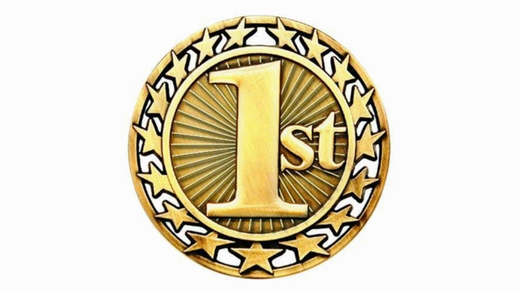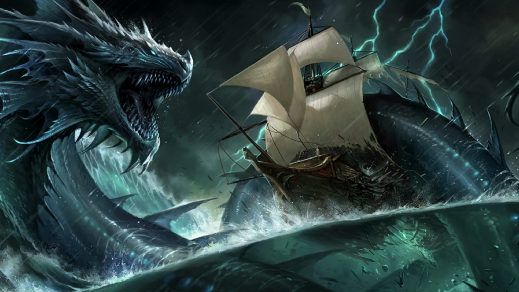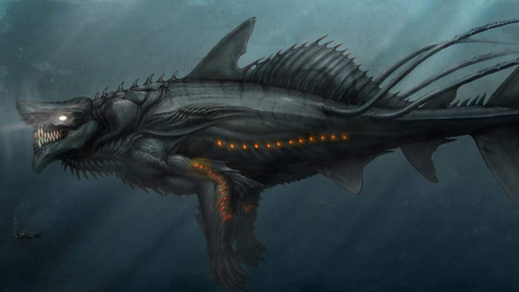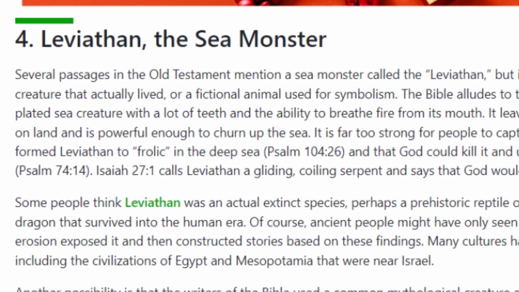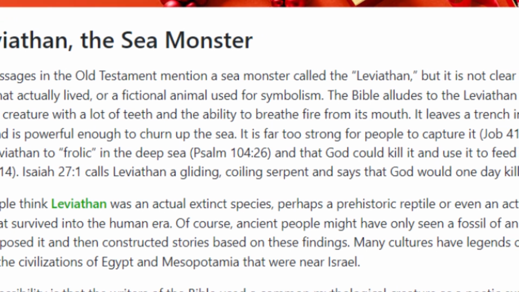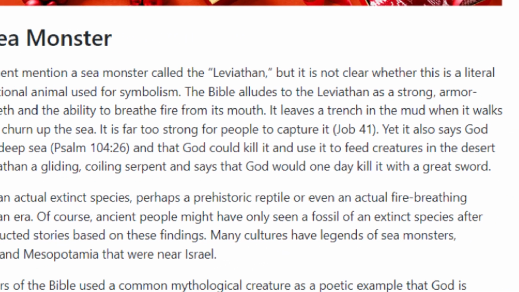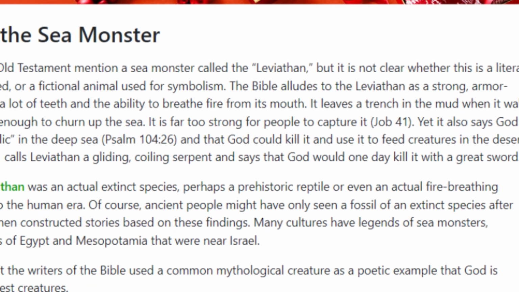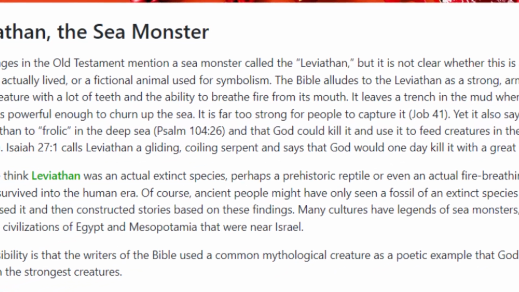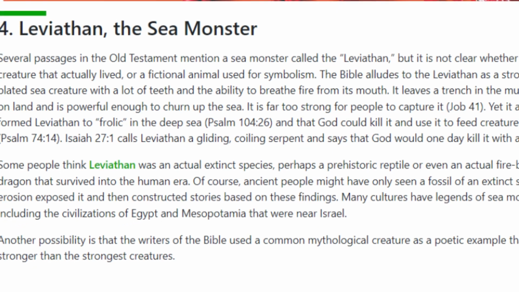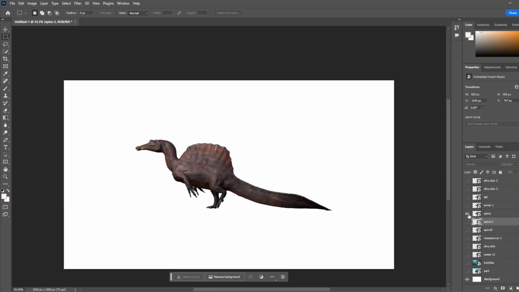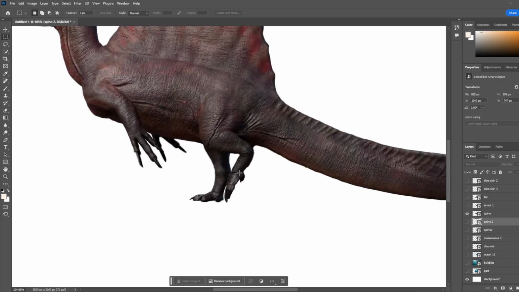The first creature that we're going to make is the Leviathan. Now, the Leviathan is mentioned many times in the Bible and is described as being armor-plated and having a lot of teeth and even having the ability to breathe fire. It even says that it walks on land and leaves wake in the mud, but we're going to stick more to the ocean theme in this one. I know it says it can walk on land as well, so I'm going to give it some features, as in this Spinosaur at his feet right here.